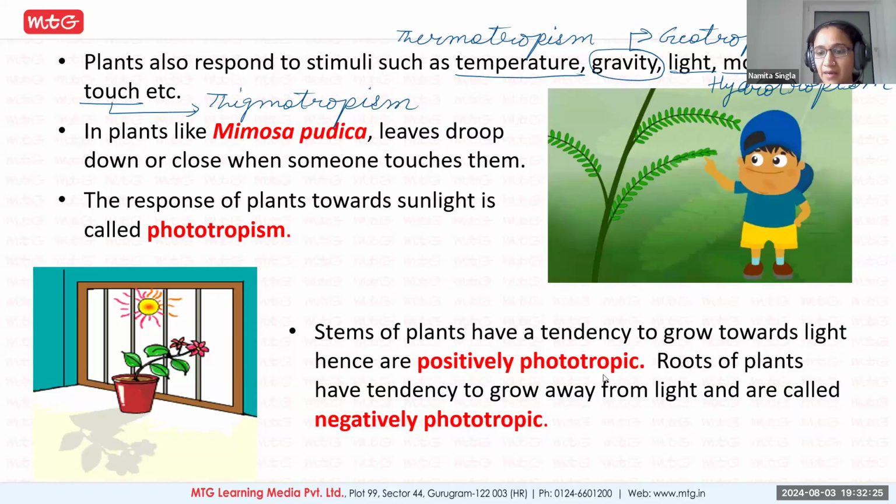The stems of the plant, or the shoot system of the plant, are positively phototropic because they show positive response towards light. Whereas the roots of the plant always grow away from the light, so we call them negatively phototropic. See, roots grow towards the soil. They do not come up and grow towards the sunlight. No, they grow away from the light towards the earth. So we say that the roots are negatively phototropic because they show negative response towards light, and the stem is positively phototropic.